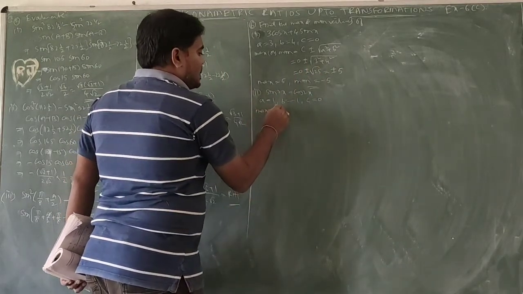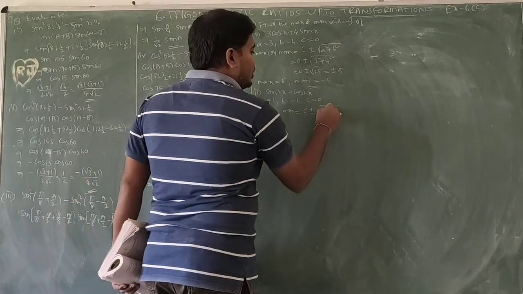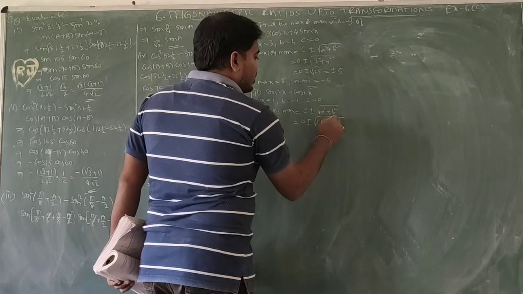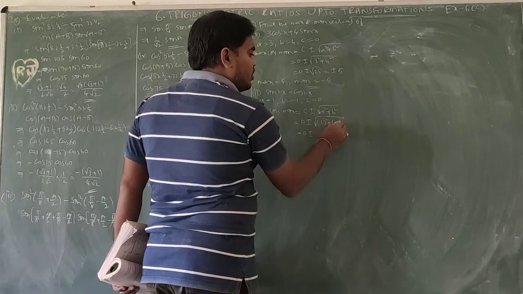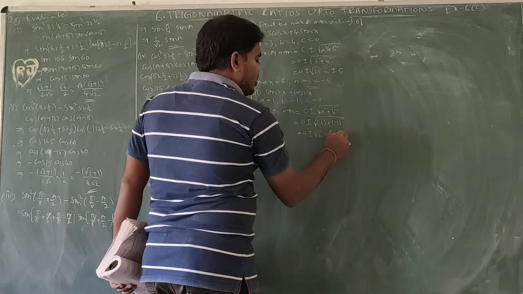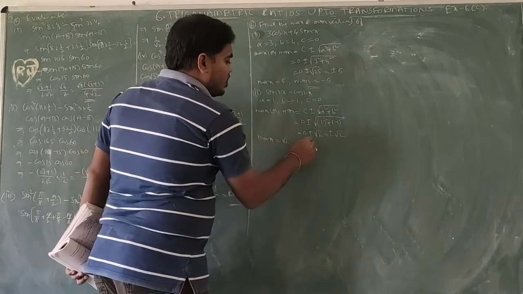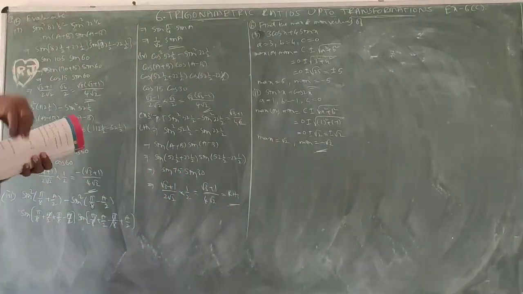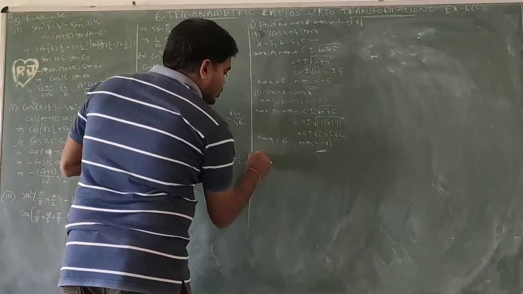Maximum or minimum equal to c plus or minus under root a square plus b square: 0 plus or minus under root 1 square plus minus 1 whole square, 0 plus or minus under root 1 plus 1, plus or minus root 2. Maximum equal to root 2, minimum equal to minus root 2. This is the answer. Next, find the range of the 7th question.